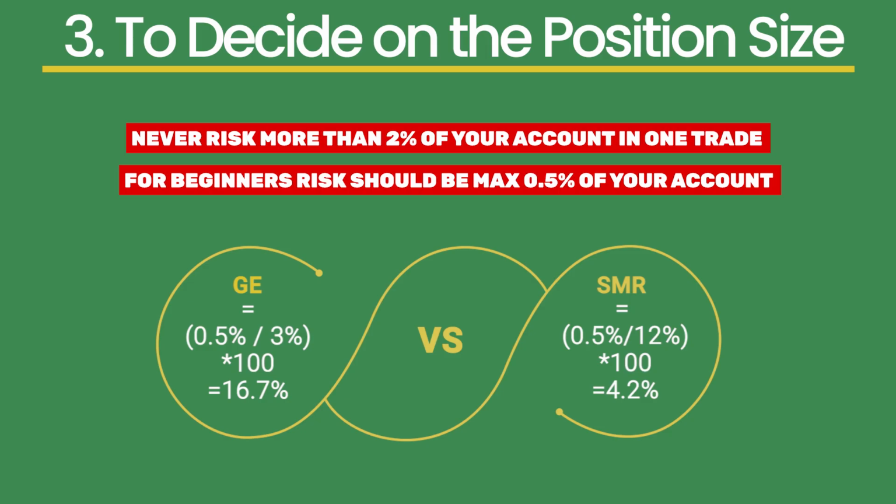So as you can see, if your risk is low, then your position is going to be big. And if your risk is high, your position is going to be small. In both cases, the risk is only 0.5%. And that's how you can decide on the position size using the average true range.